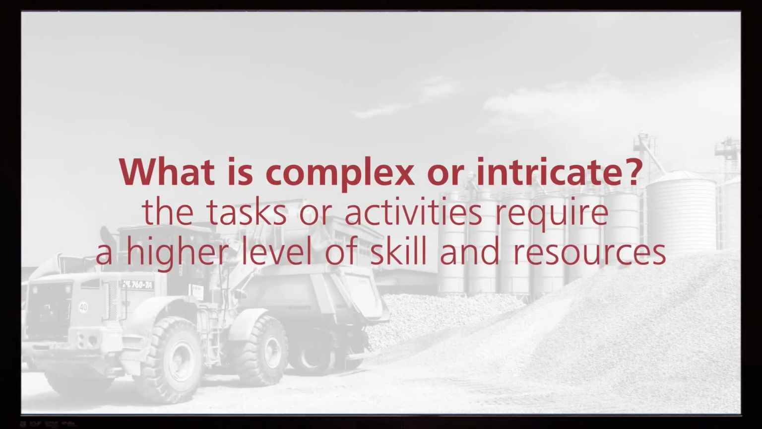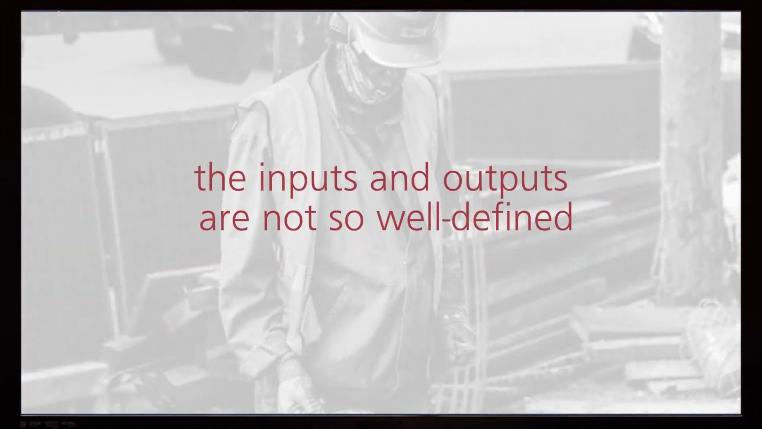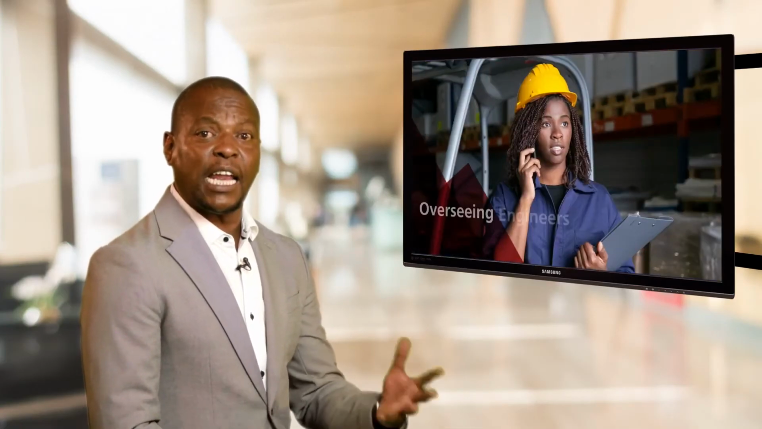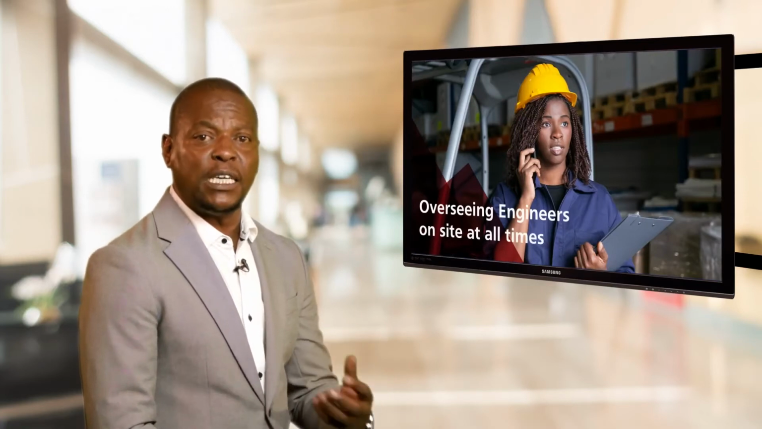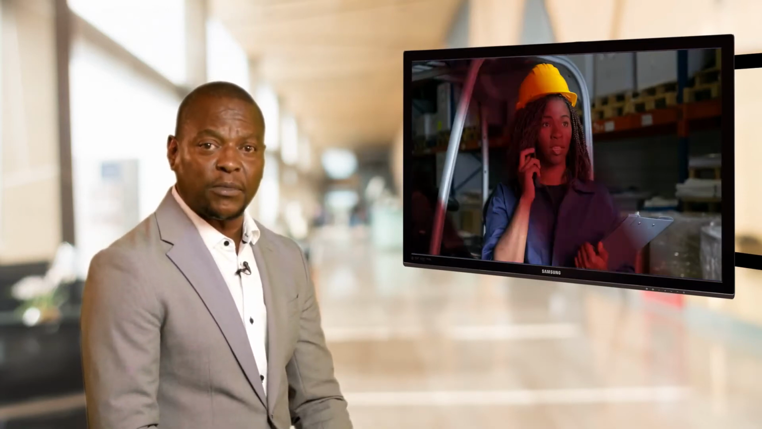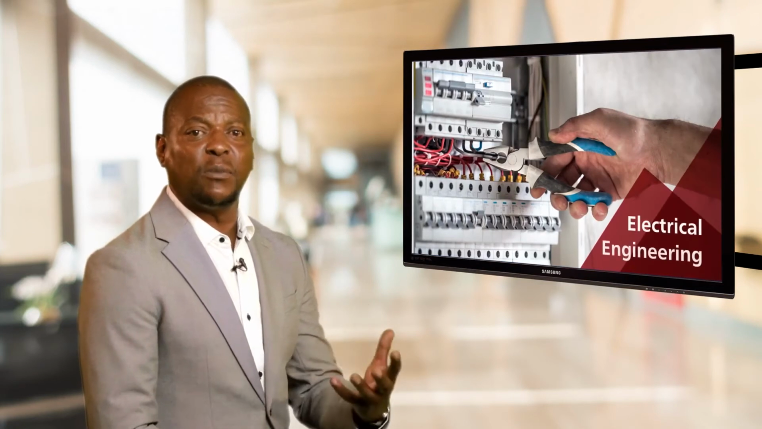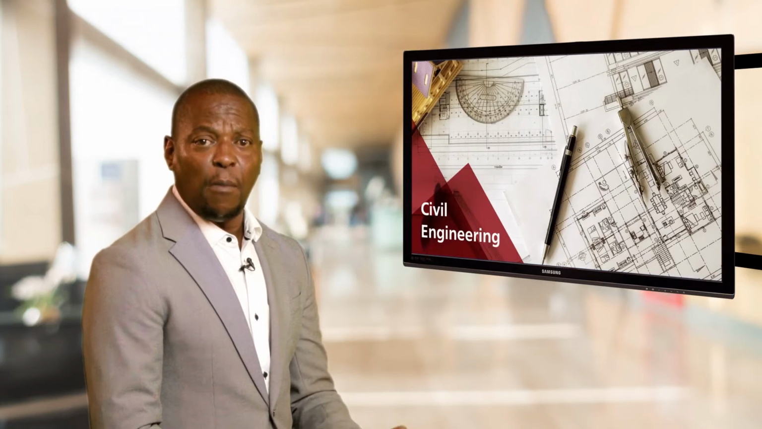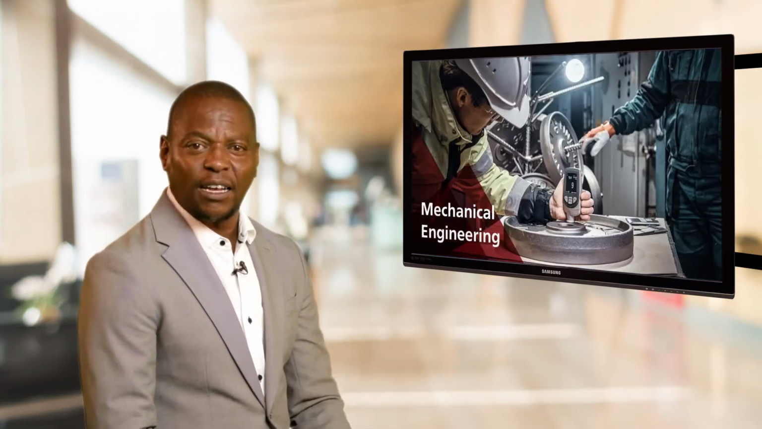In brief, in a complex or intricate project, the tasks or activities require a higher level of skill and more resources. And the inputs and outputs are not so well defined. Building the Gautrain is a complex project. In projects like this, there must be overseeing engineers on site at all times, overseeing different disciplines of work like electrical engineering, civil engineering, mechanical engineering, etc.